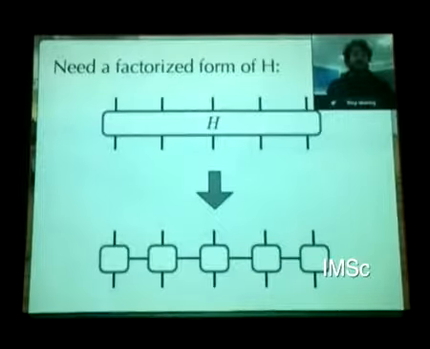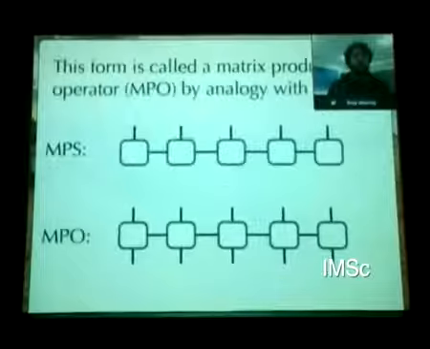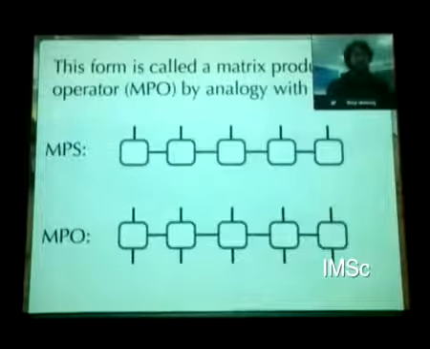So what you need is, just as you try to work with a local form of your wave function, a matrix product state, you want to work with a local form of your Hamiltonian. The next slide shows how this is an analogy with a matrix product state. Just as each piece of a matrix product state has a single site index, each piece of a matrix product operator has two site indices, so it's like a matrix itself, like an operator. And so it's just called a matrix product operator by analogy with a matrix product state.